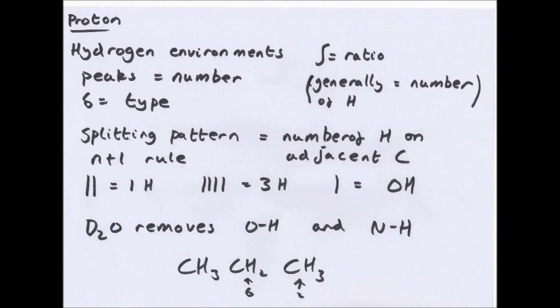Another thing you need to know is D2O. Remember, D is the hydrogen with a neutron and a proton. When that's added, it will remove any peaks caused by OH and NH groups. There are no examples, but if it says, what effect will D2O have on this NMR spectrum, any peak which has an O-H bond or an N-H bond will go.